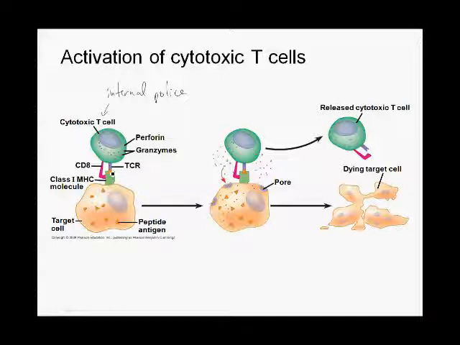recognizes something that's foreign, then the T cell becomes activated. Okay? And the activated cytotoxic T cell then produces molecules that do two things. Some of these molecules send death signals. So they tell the cell to die.